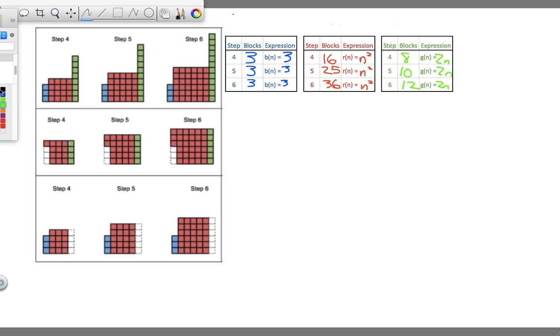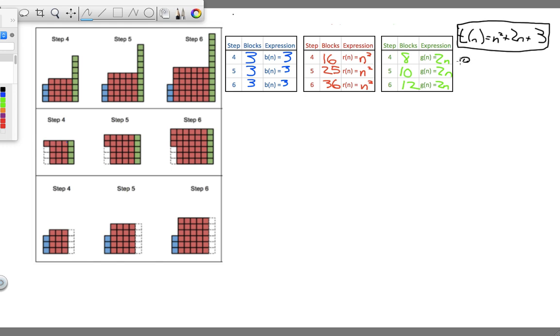So now I can take these expressions and put them together. I'm going to say that t for total, t of n equals, so my red blocks are n squared, plus 2n for my green blocks, plus 3 for my blue blocks. So here's my expression for this first function. The first quadratic function is t of n equals n squared plus 2n plus 3.